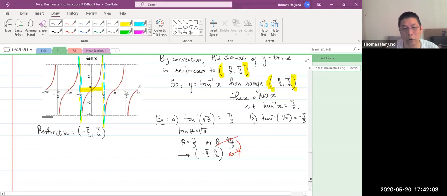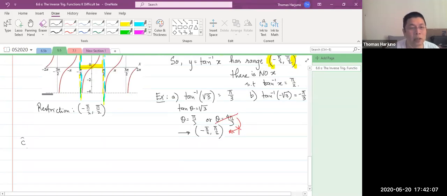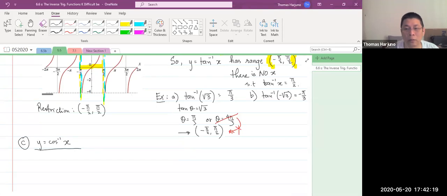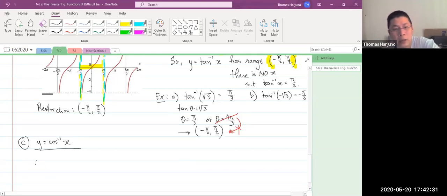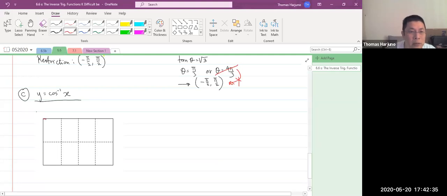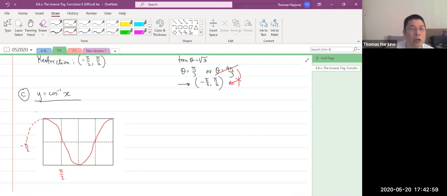Now, for cosine, on the other hand, part C, y equals cosine inverse x. Unfortunately, for cosine, the graph is different. The graph of cosine looks something like this. I believe they tried to get the same domain restriction. But when they tried to make the same restriction, even between negative pi over 2 and pi over 2, it's still not one-to-one. So they changed the restriction.